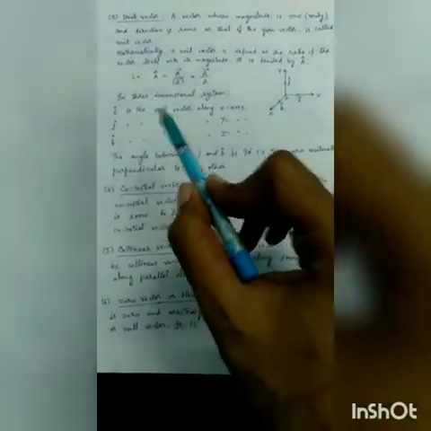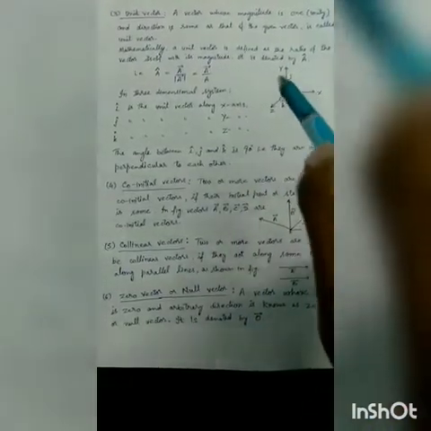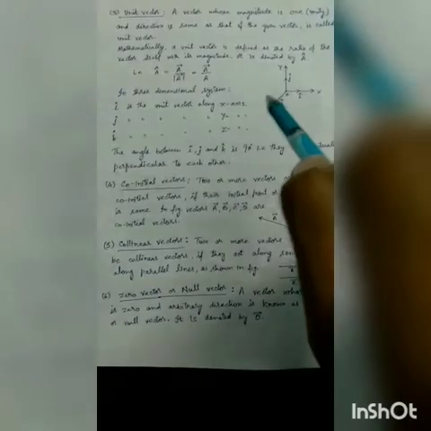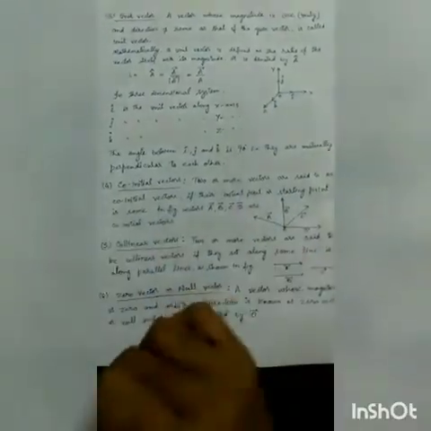In a three-dimensional system, i cap is the unit vector along the x-axis, j cap is the unit vector along the y-axis, and k cap is the unit vector along the z-axis, and these are mutually perpendicular to each other.